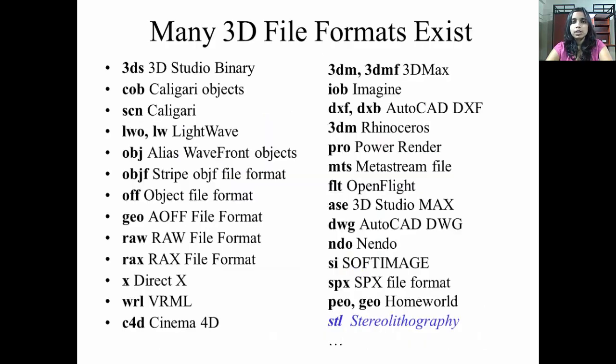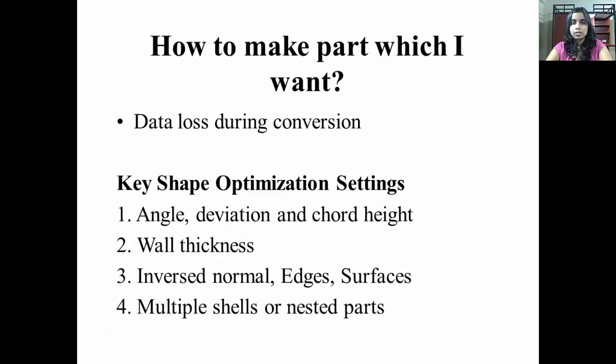So, there are many 3D file formats that exist for 3D printing. STL is one of them. So how to make the part which I want? Actually, what happens after creating the part in 3D prototyping is that we don't get the exact shape whatever we assume, because there is a data loss during the conversion of the CAD data file to the STL format.